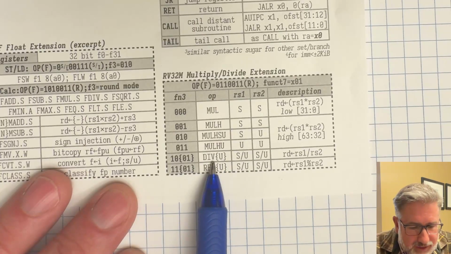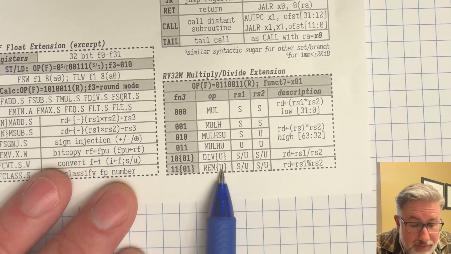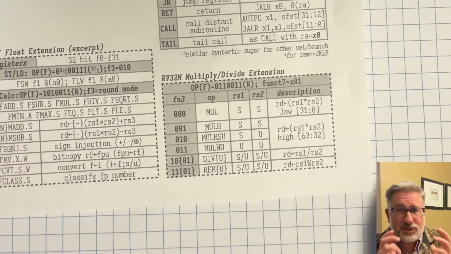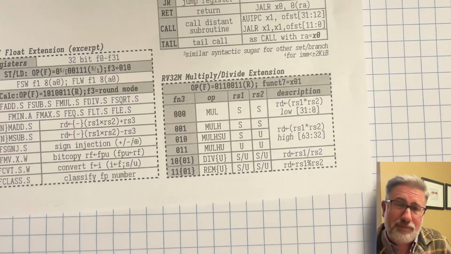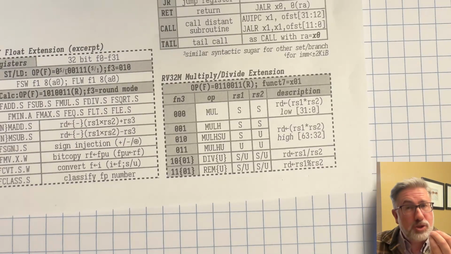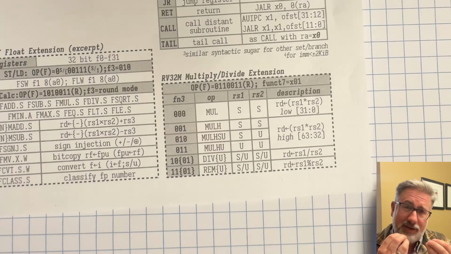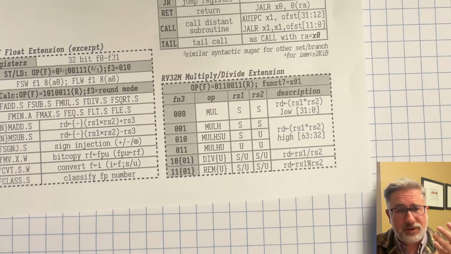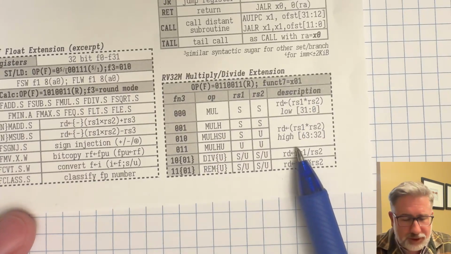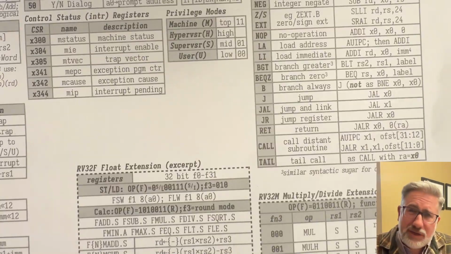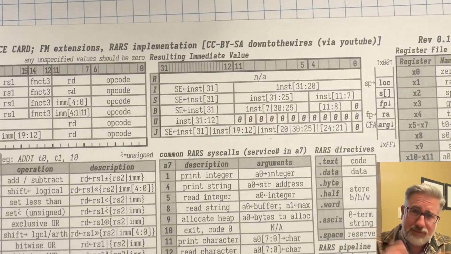And then you've got divide and divide unsigned, and remainder and remainder unsigned. These are fairly standard. You're still going to get 64 bits of result when you're dividing, but it's going to be a 32-bit quotient and a 32-bit remainder. And so you have two separate instructions, one to generate the remainder and one to generate the quotient. So that's the multiply extension in a really simple format, the floating point extension in a really simple format, and that's the whole sheet. That's the real basics of RISC-V.